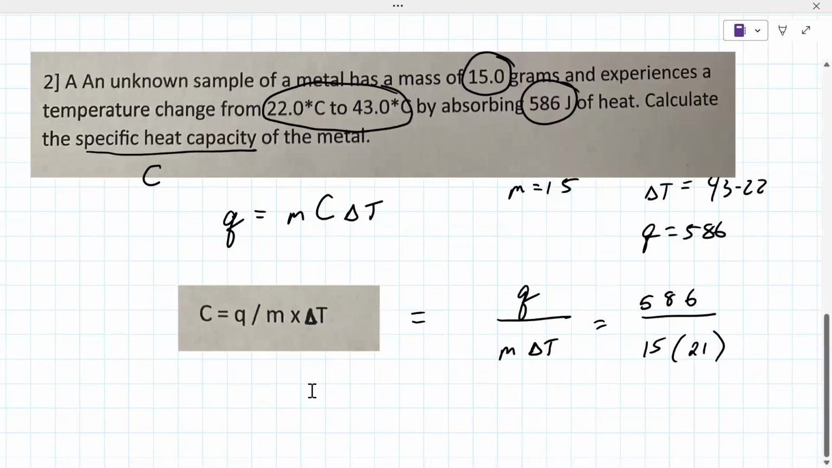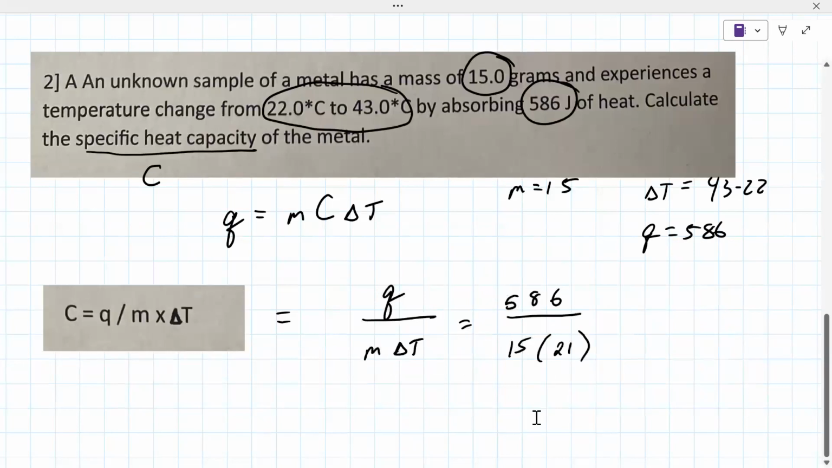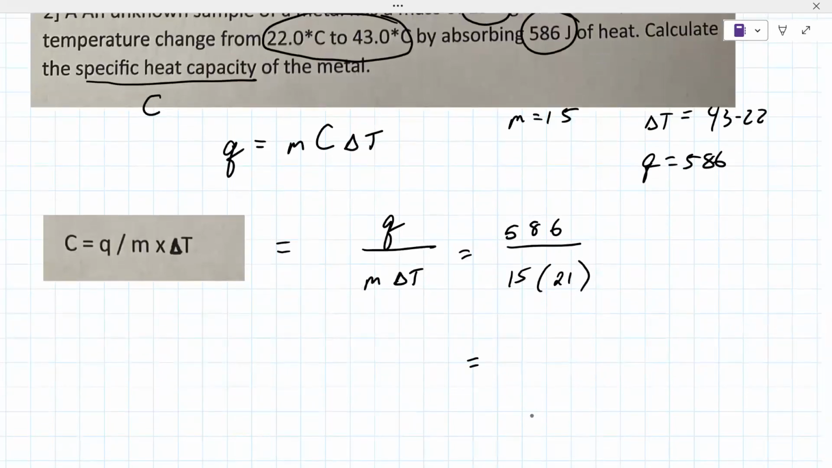And then you mentioned this whole thing with dimensional analysis. We can do that off to the side. Really, that's just a check to see if your units are good. So joules up top, grams on the bottom, and then degrees C is the T. Those are the units of specific heat. So, would the equation end up looking like 586 over 15 times 43 minus 22?